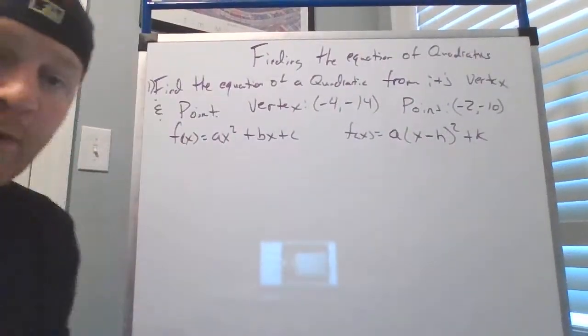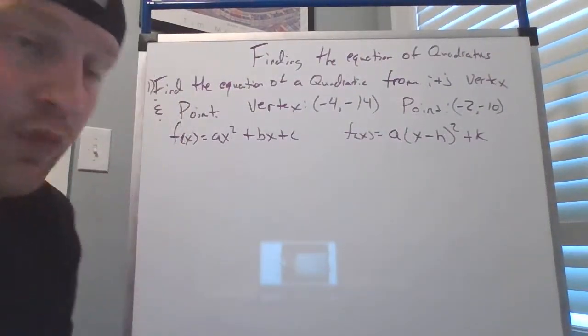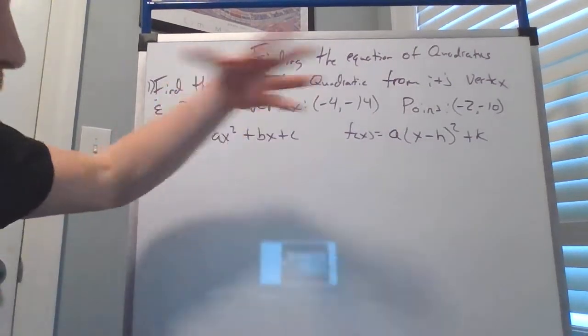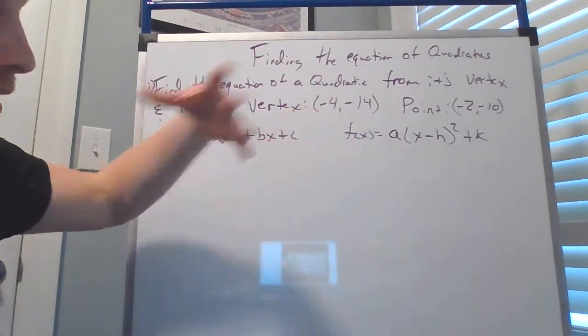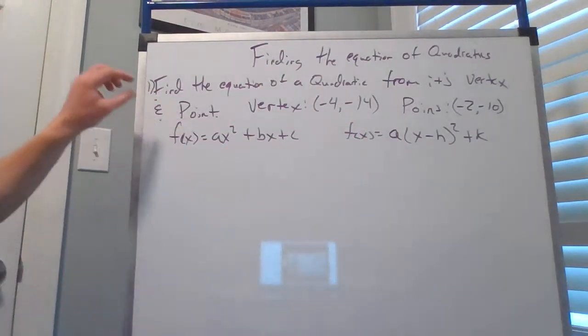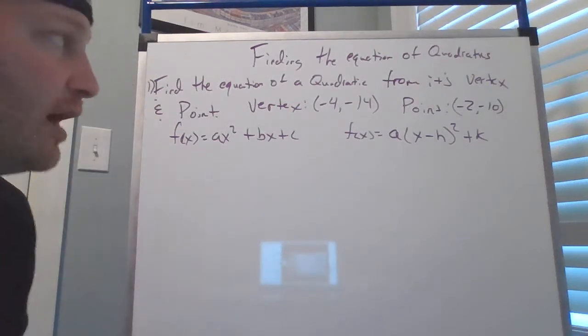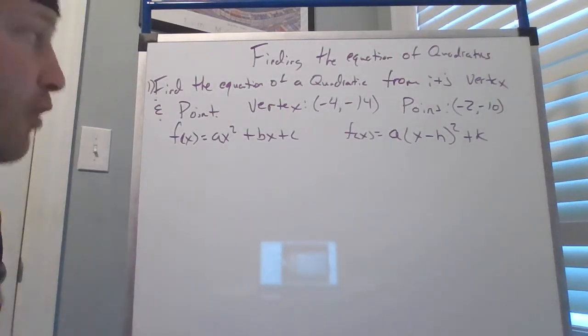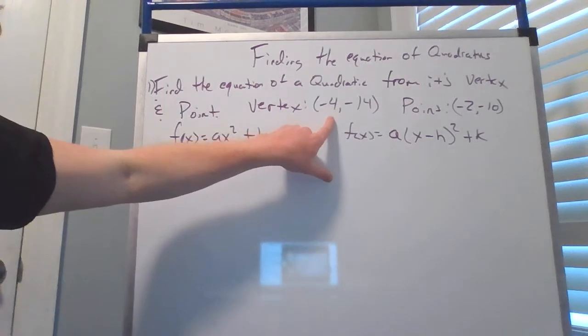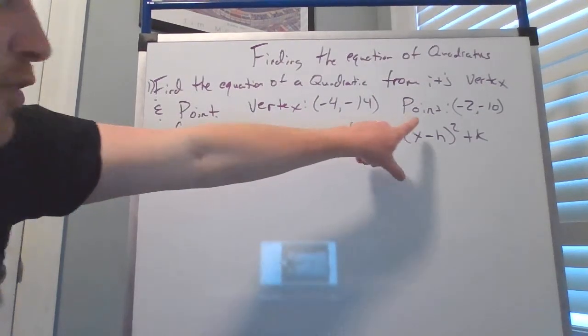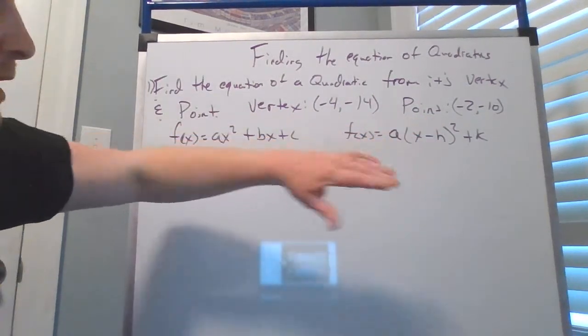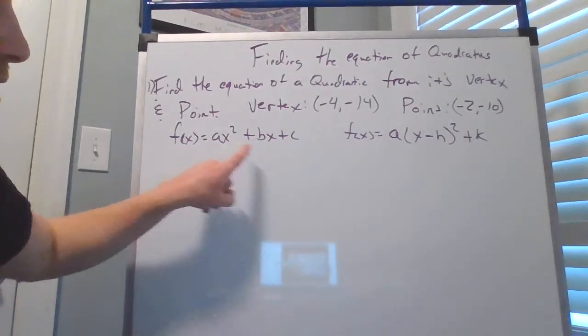Okay, I'm going to do two examples. The first one is this, and then I'll be back with another example that looks like this, but worded differently. So now it says, find the equation of a quadratic from its vertex and a point. If the vertex is negative 4, negative 14, and the point is negative 2, negative 10, we've got to find out what this equation is.